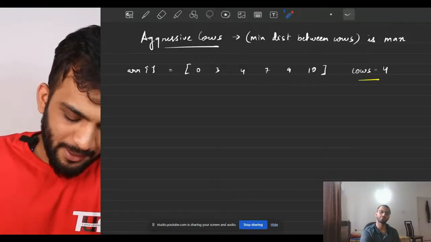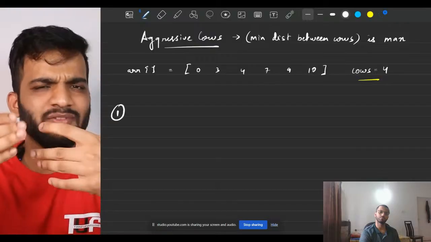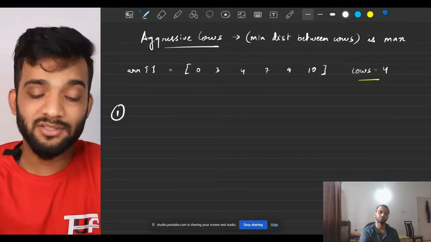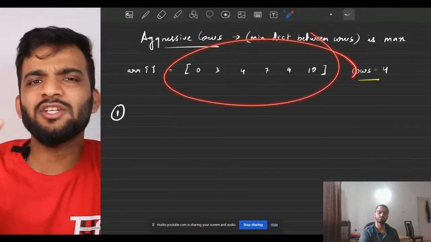Maybe I can try out with 1. Let's try out with 1 and see if that is possible. I'll try to keep a minimum distance of 1. I will not place cows within less than 1 distance. Okay, what is the ideal scenario? Where should you place your first cow?